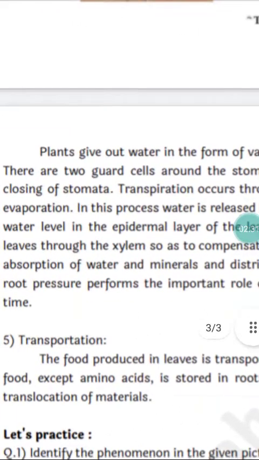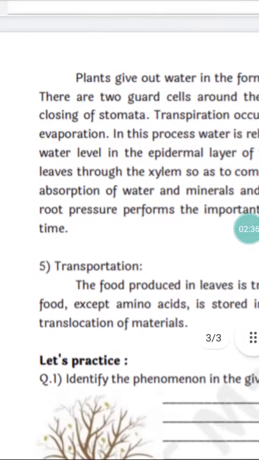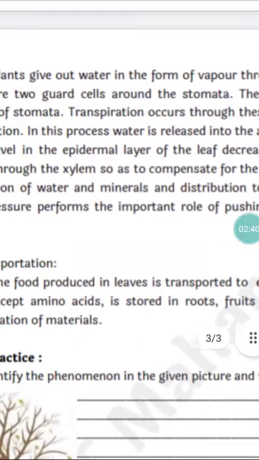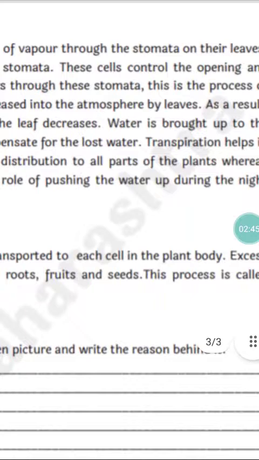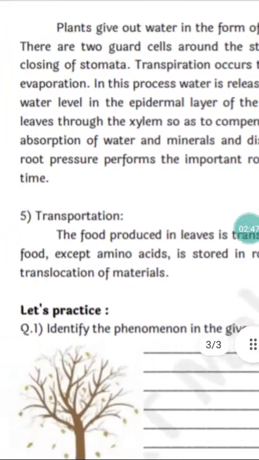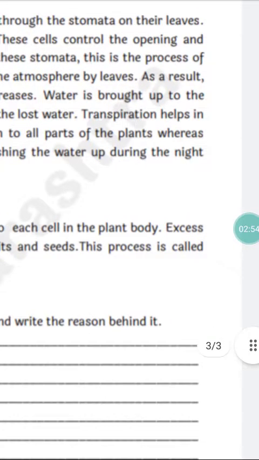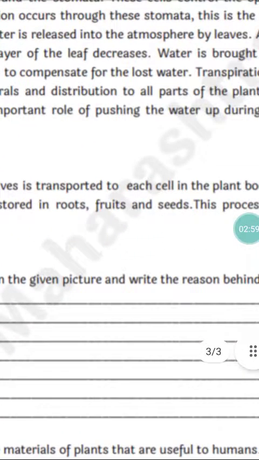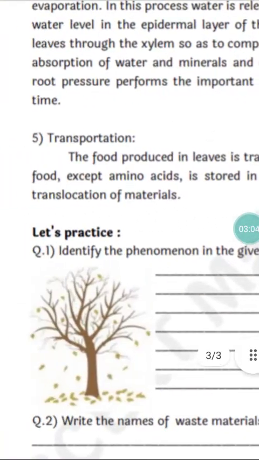This is the process of evaporation. In this process, water is released into the atmosphere by leaves. As a result, the water level in the epidermal layer of a leaf decreases, and water is brought up to the leaves through the xylem so as to compensate for the lost water. Transpiration helps in absorption of water and minerals and distribution to all parts of the plants. So this is transpiration.